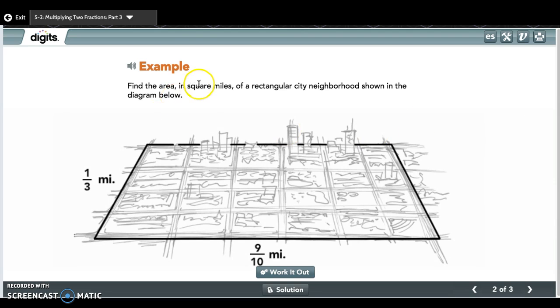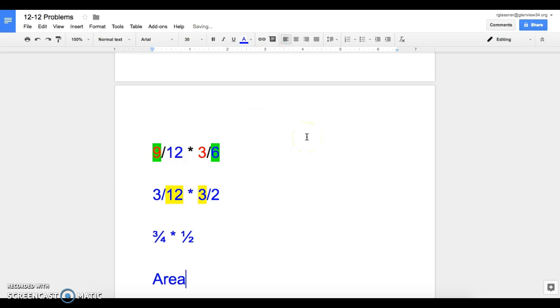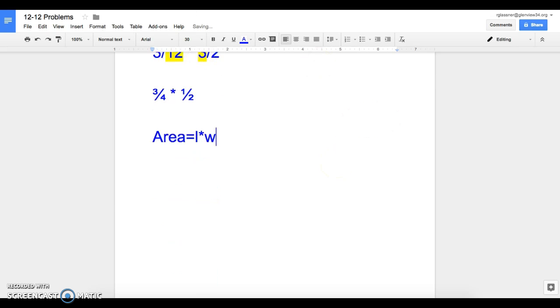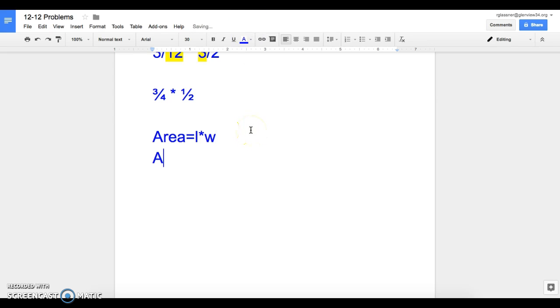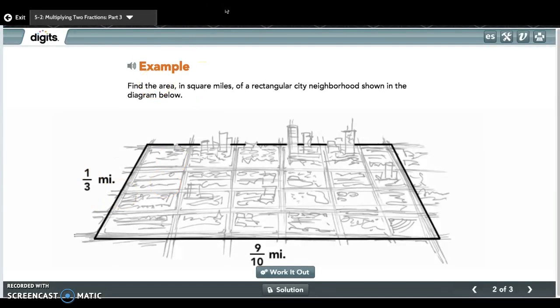All right, find the area in square miles of a rectangular city neighborhood shown in the diagram below. It has a width of 1/3 and a length of 9/10. So how will you find the area? Well, area equals length times width. So area equals 9 over 10 times 1 over 3.